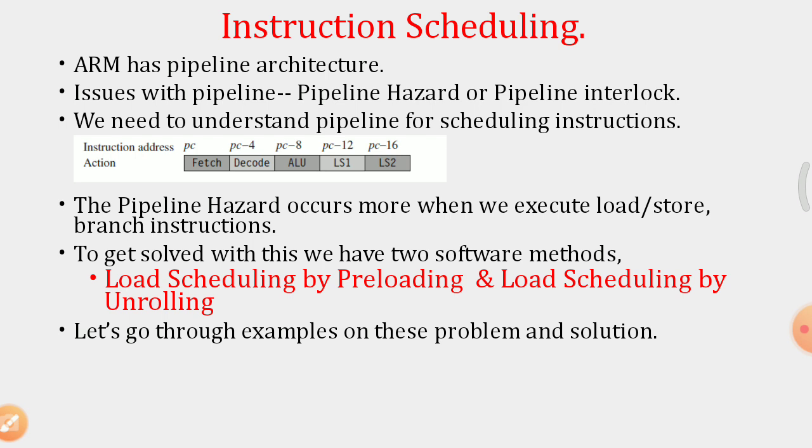Below in a figure we can see a 5-stage pipeline, which includes a fetching stage, decoding stage, ALU or execution stage, load store first stage, and load store second stage. So a total of 5 stages are there. The fetch stage fetches the instruction from the memory address located by the PC. The decode stage handles the previous instruction that was fetched previously, that is PC minus 4.